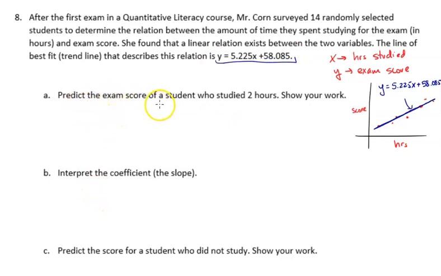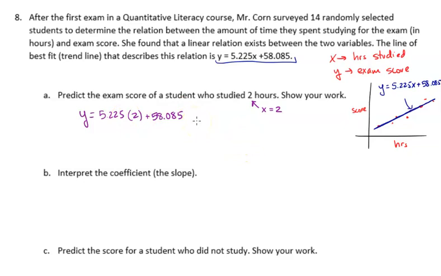First, we're going to predict the exam score of a student who studied for 2 hours. So what that means is maybe we didn't have a student that studied for 2 hours, or maybe we had a student that studied for 2 hours and got a certain score, but according to our model that came from our data, what is our model saying this student should get? Remember, that is an x value, because x is the hours studied. So we're going to take that x value, put it into our model, make it say y equals 5.225 times 2, plus 58.085, and we're just going to evaluate that.